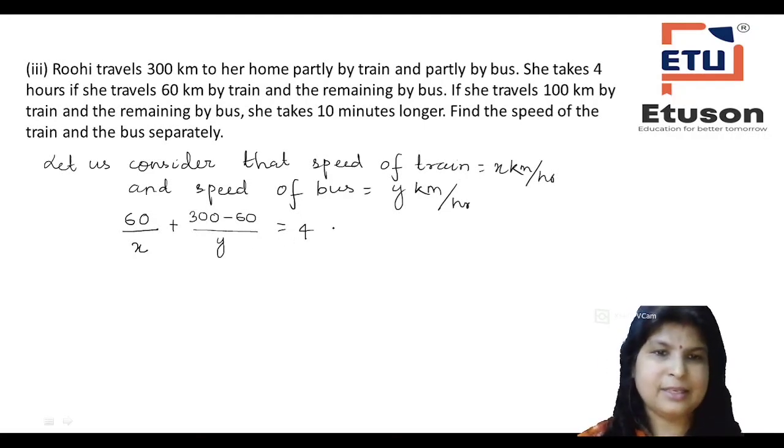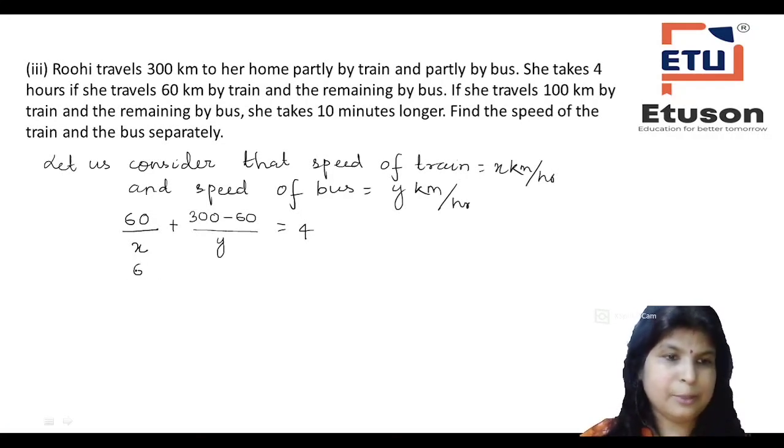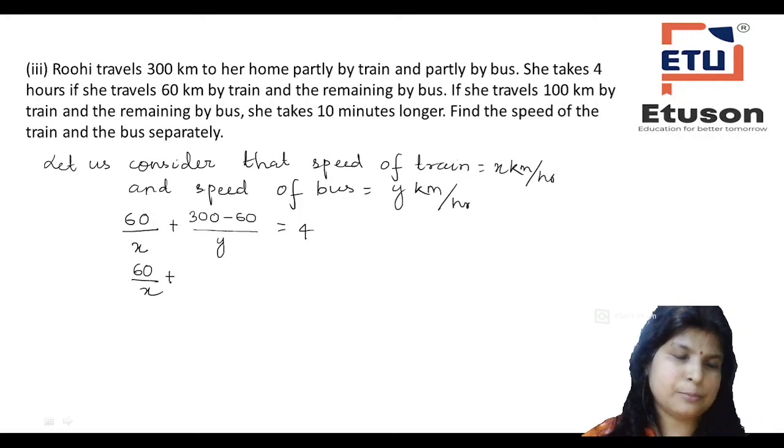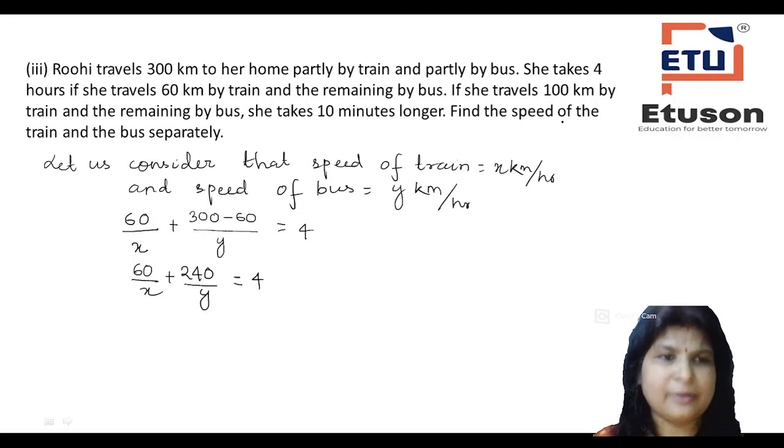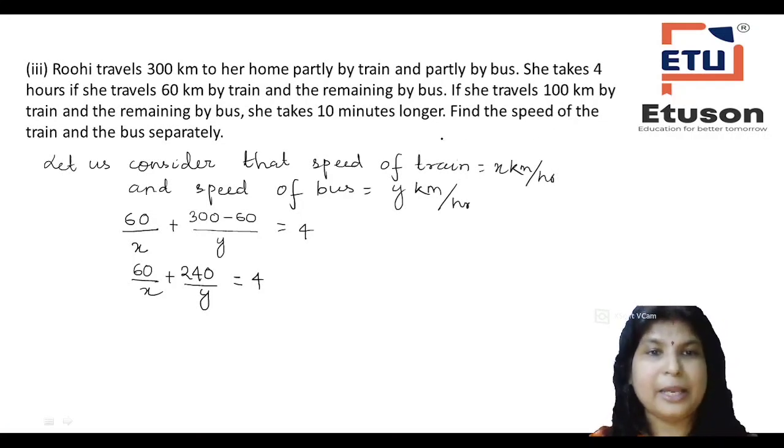So I'll just rewrite the equation in the simpler form, that is 60 by x plus 240 divided by y is equal to 4. Correct. Now read out the second statement. If she travels 100 km by train and the remaining by bus, she takes 10 minutes longer.